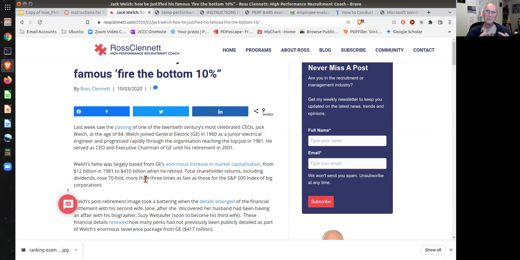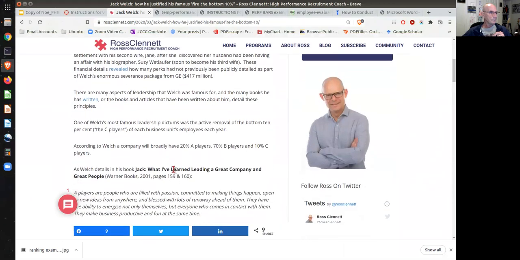They're not your best people, but they're doing a lot of the work. What you need to do is do everything you can to help those B players become A players. And then you have your C players, okay? C players are supposed to be fired. He said that basically any company has 20% A players, 70% B players, and 10% C players.